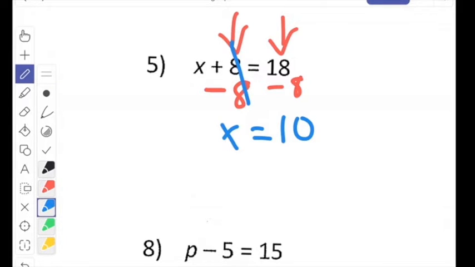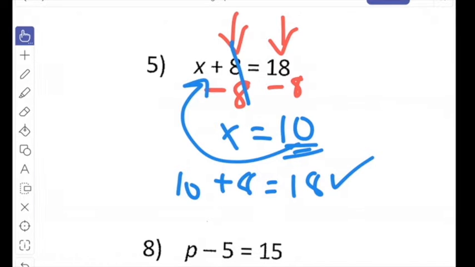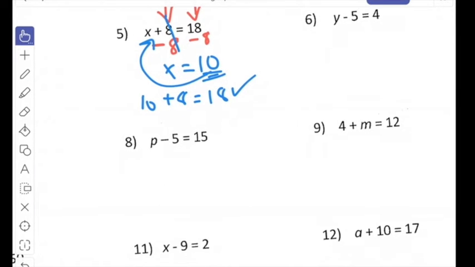Now, you could check this by taking 10 and substituting it in for x. So 10 plus 8 equals 18, and that checks out because 10 plus 8 is 18, so that one works. Okay, so let's look at a couple more from classwork, then we're going to look at the homework.